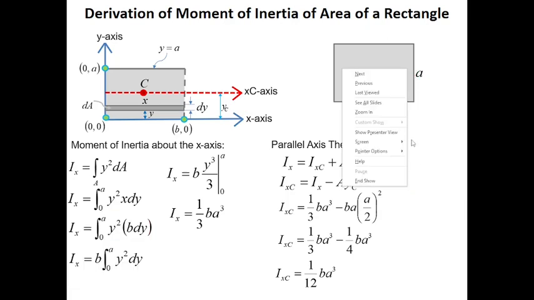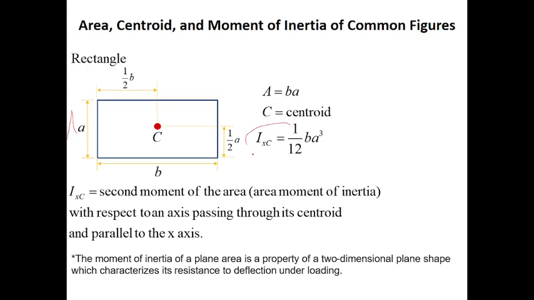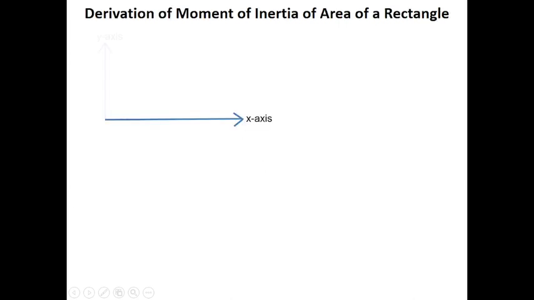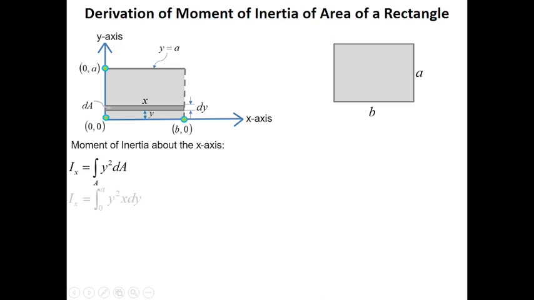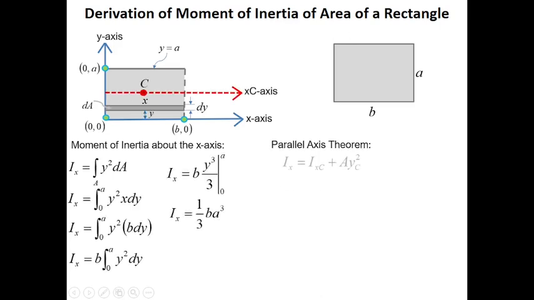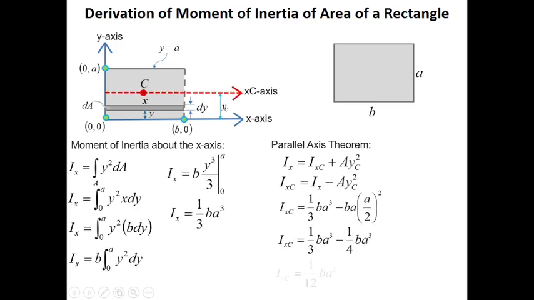So, yun, no? Ganon siya na-derive. 1 over 12 BA cubed. Pero memorize nyo na lang. Pag nag-discuss ako ng problem, dapat memorize nyo na lang. Okay. So, we now proceed. So, 1 over 12 BA cubed.